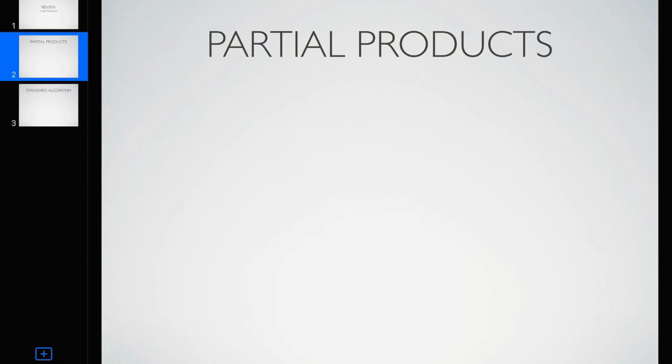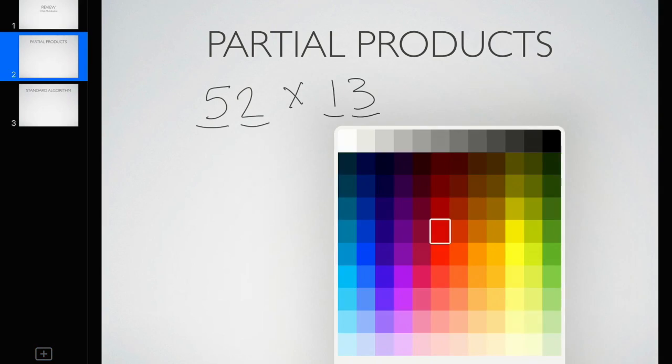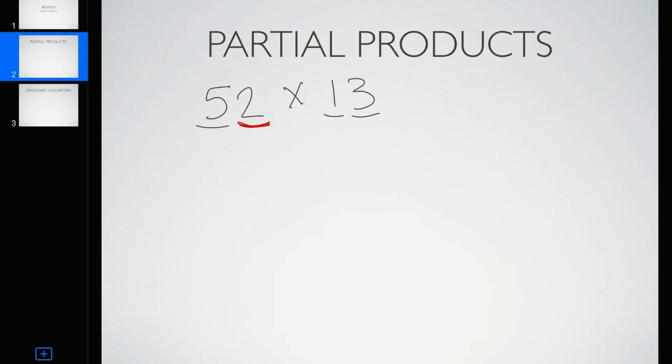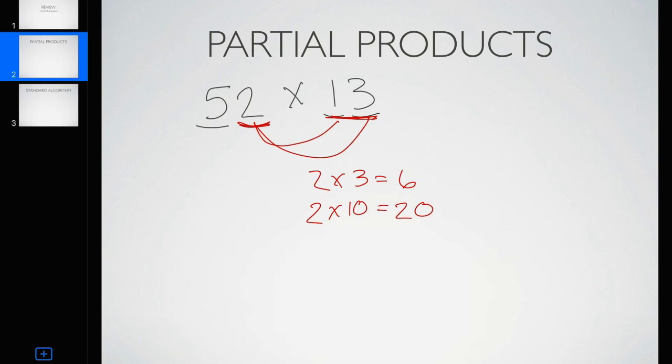So partial products, that would be if we had, for example, 52 times 13. For partial products, we would basically take each part of the number and multiply it by the other parts. So let's start with the 2. I'm going to change my color here. So first we would start with 2, and we would say, what's 2 times 3? 2 times 3 equals 6. And then what's 2 times 10? 2 times 10 equals 20.